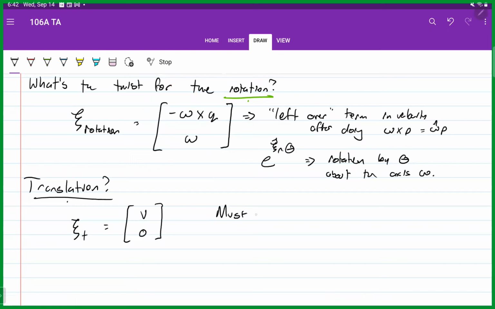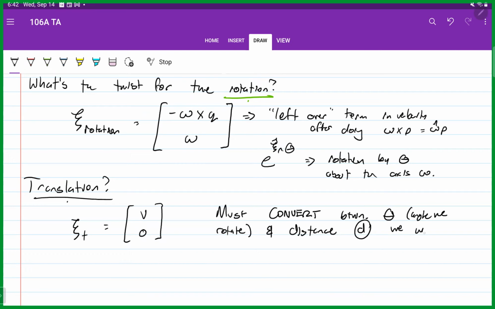So we must convert between the angle we rotate, theta, and the distance, d, we want to travel. Because we know our direction of translation will be equal to omega. So we're still translating in that direction, but it can't be a unit axis because it's not going to give us the correct amount of translation.